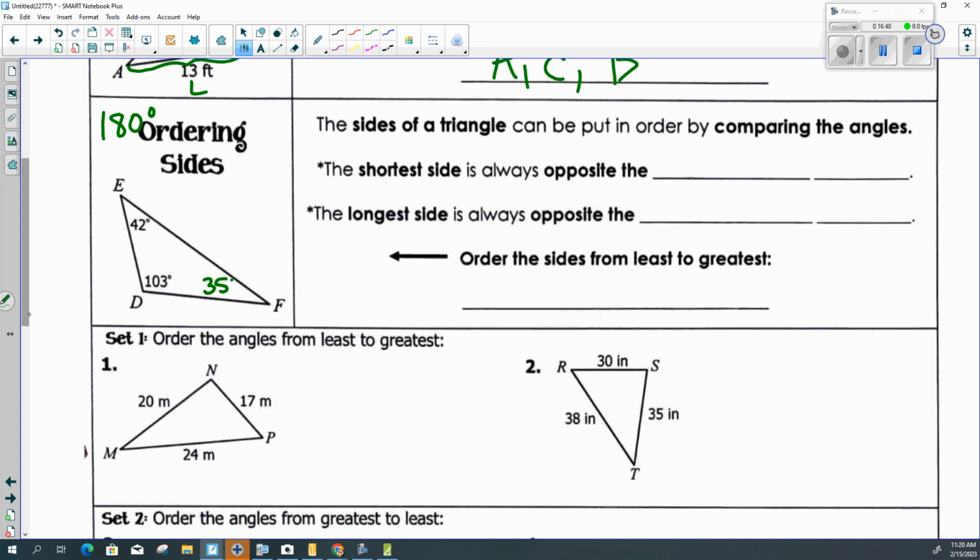Okay, so let's look over the statement. The shortest side is always opposite the smallest angle. They match up. And what do you think on this one? The longest side is always opposite the biggest angle, largest angle.